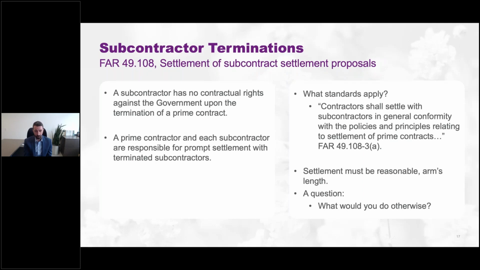So we talked about cost reasonableness, and that concept comes up again here, that the cost of settling with the subcontractor need to be reasonable. They need to be reasonably negotiated at arm's length. A nice way to think about this is, if the government wasn't there, if the prime and the sub were settling a termination and the government wasn't in the picture at all, what would they do, right? What would the prime do?